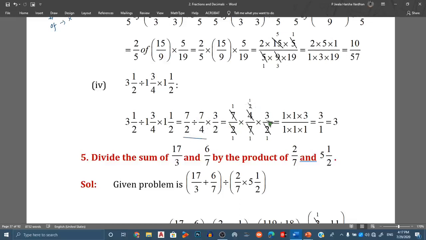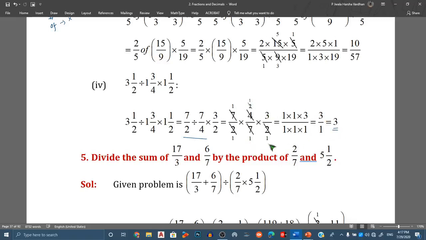Now all became multiplication. You can cancel 7 and 7, and 2 and 4 get divided by the 2 table: 2 1s here, 2 2s here. Now here it is 2 and here it is 2, so you can cancel these two one time. Now the remaining terms are 1 into 1 into 3 by 1 into 1 into 1, which is 3 by 1. We will get 3 here.